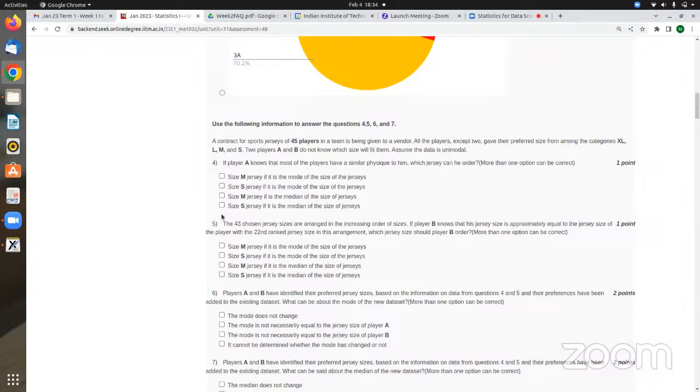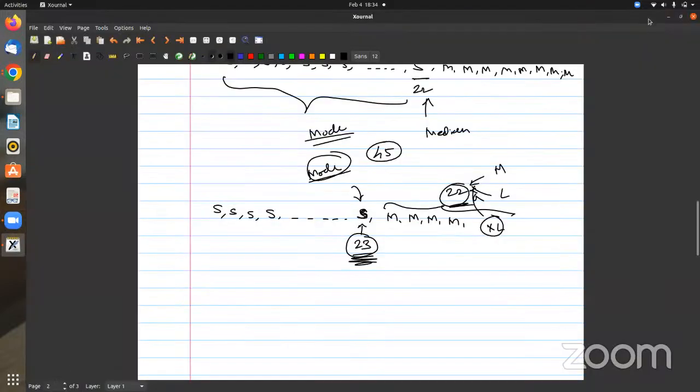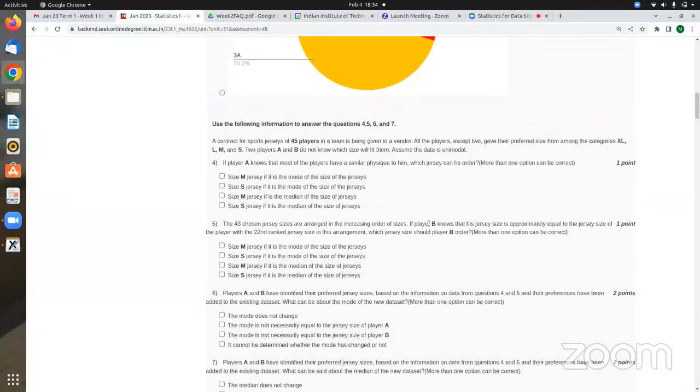But then there is a possibility of the medium size also coming at 22, right? Medium size coming at 22. If you take the median as the mode, I mean, the medium size as the mode, I feel like all 4 options are right. Why is the third one not selected? Size M jersey, if it is the median of the jerseys.